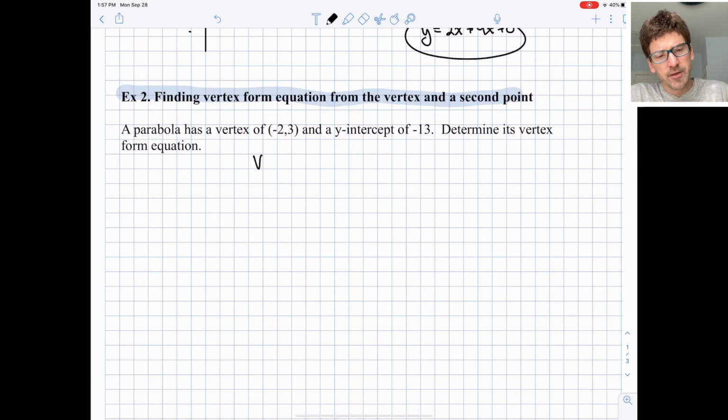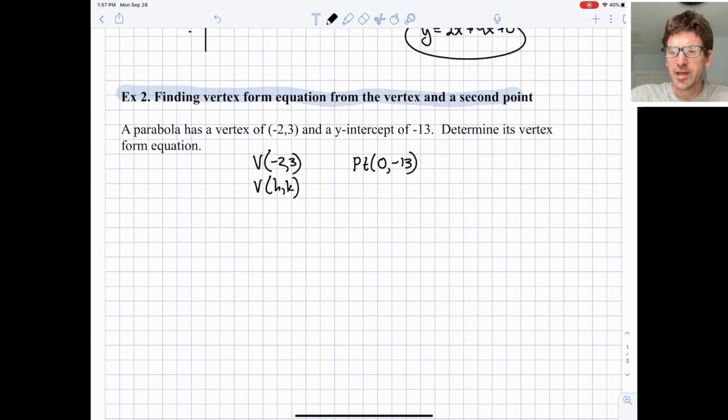So I will write out the information we know. That we know h and k. -2 is h and k is 3. And we also know another point on this parabola, (0, -13). And in particular, we know that -13 is the y-intercept. That would really help us if we were looking for a standard form equation, because -13 would just be our c value. But in this case, it's not going to help us quite as much. It's going to act as just any random x, y point on our parabola.